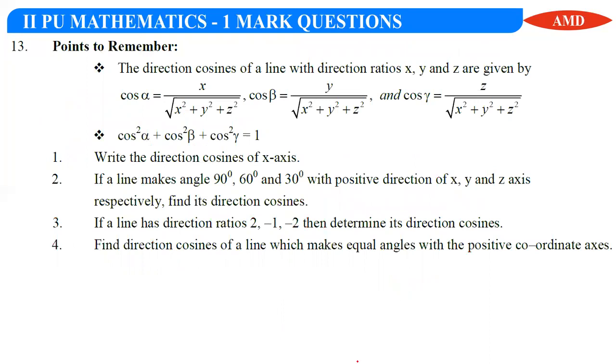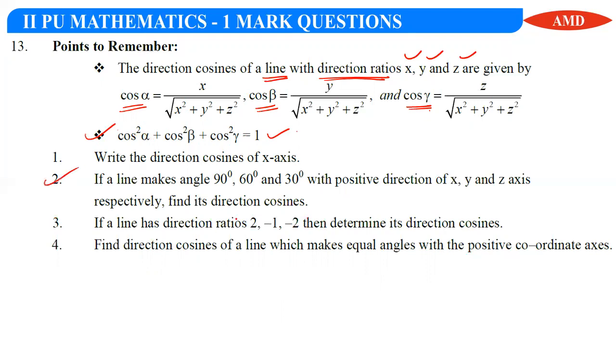This question is from 3D, where you will have to find out the direction cosine of the vector, most probably, I guess. So if it is the direction cosine, the direction cosines are cos alpha, cos beta, cos gamma. And how do we evaluate them? If x, y, and z are the direction ratios of the given line, then the direction cosines are given by the formula shown here. Also, you must remember cos square alpha plus cos square beta plus cos square gamma is always equal to 1.